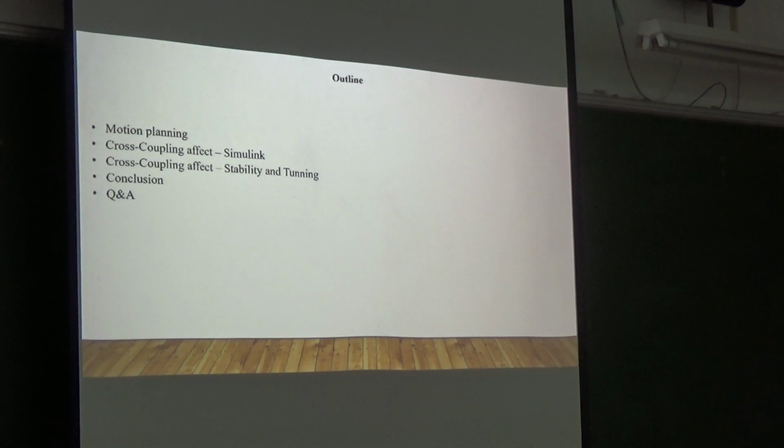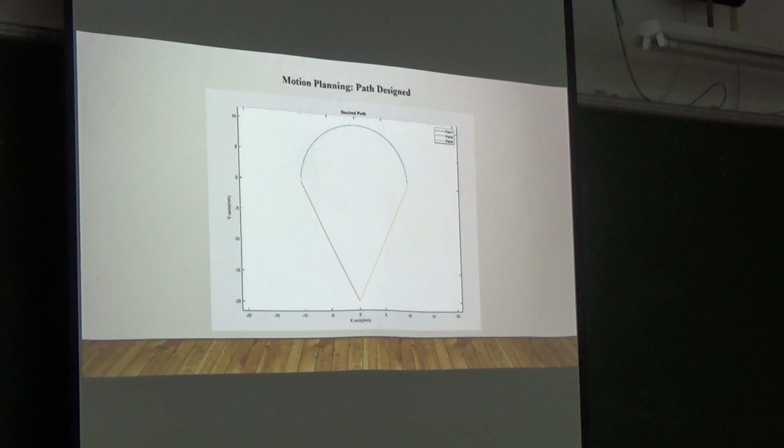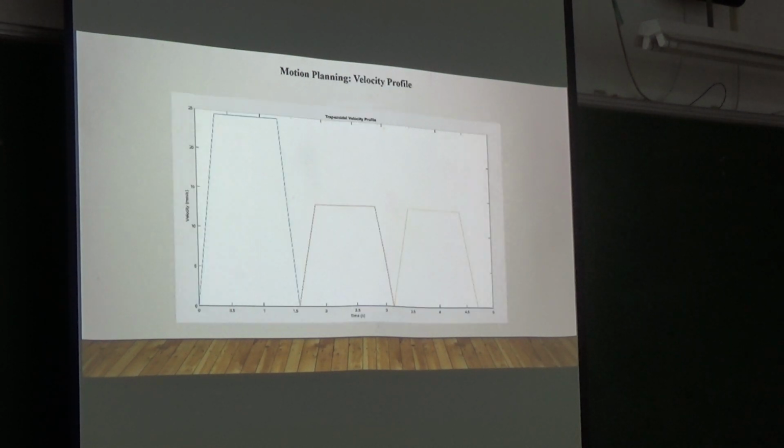Here's our outline. First, we will design the motion planning for the path and velocity that we will use later to check the constraint control. After that, we will share the simulation result after we use the cross-coupled control. And finally, we will give the conclusion of this final project. Here's the path that we want to use later. It's kind of shaped like an ice cream cone, and here's the overall velocity.